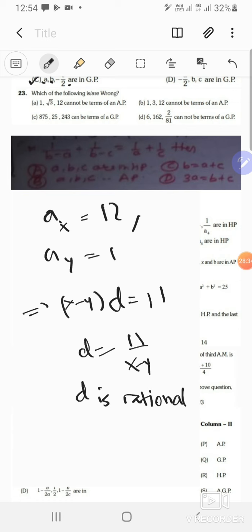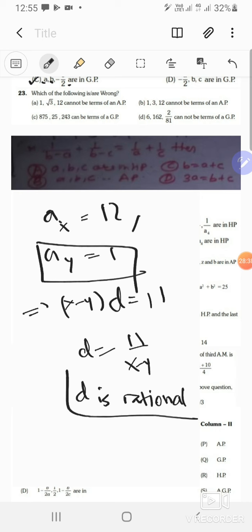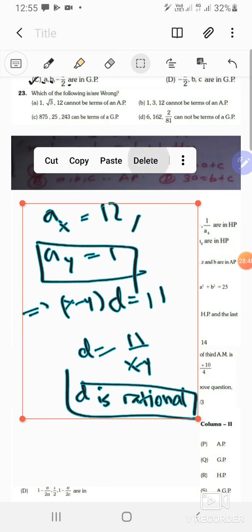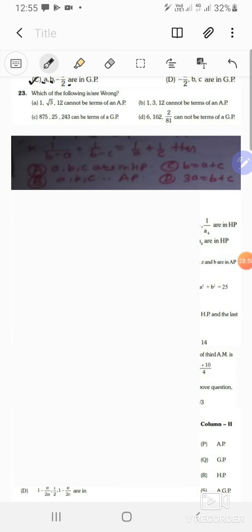So every term is basically going to be rational, because you have this condition and this condition. One of the terms is rational and the difference is rational. So if you want to generate the whole progression, that's going to be rational. So root 3 cannot be a term of that AP. So this is not wrong, so that can be our answer. Okay, 1, 3, 12 cannot be terms of an AP.